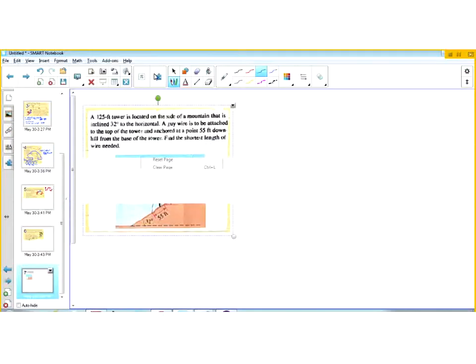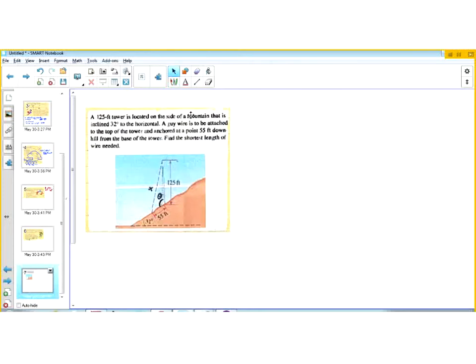Okay, so in this problem, a 125-foot tower is located on the side of a mountain that is inclined 32 degrees to the horizontal. A guy wire is attached to the top of the tower and anchored at a point 55 feet downhill from the base of the tower, shown in this figure. All right, so find the shortest length of wire needed. Okay, so let's see what we can do here.